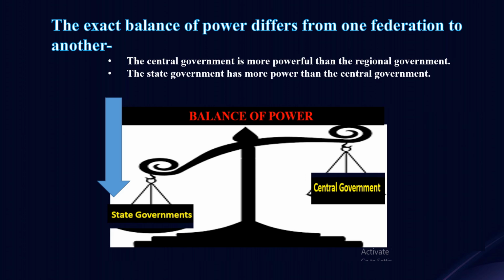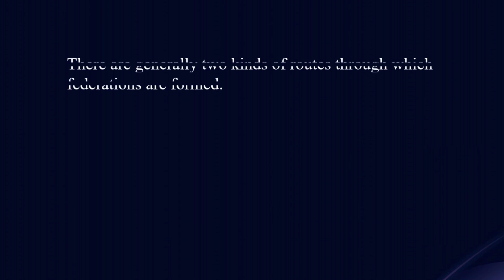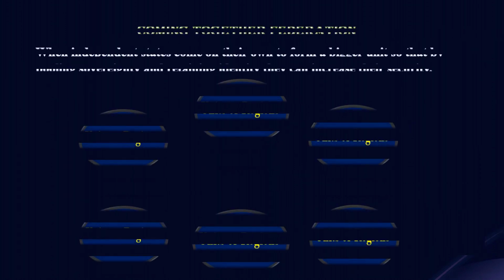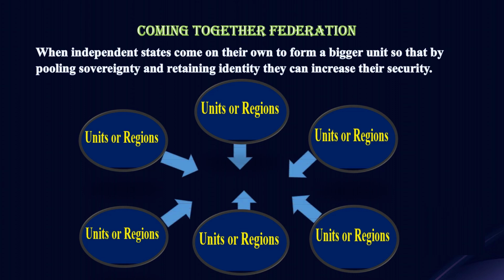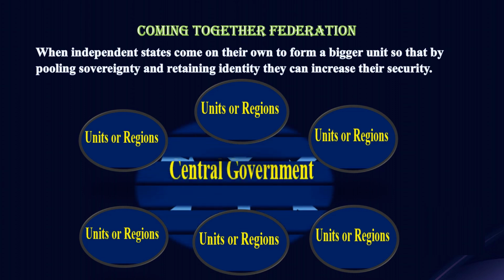This balance of power depends mainly on the historical context in which the federation was formed. Means how did the federation come into existence? And there are generally 2 kinds of routes through which federations are formed, coming together and holding together. The first route involves independent states coming together on their own to form a bigger unit so that by pooling sovereignty and retaining identity, they can increase their security. That means a number of states come together to form a big and strong nation.